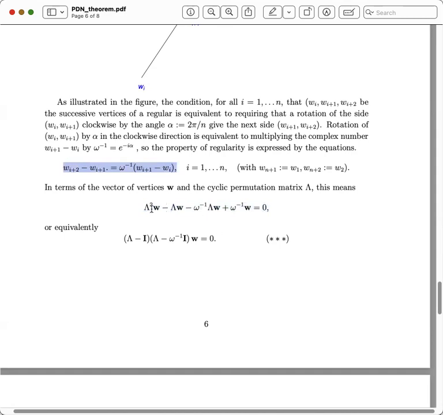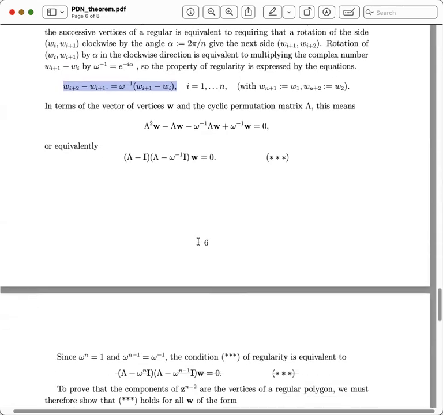Now we can factorize this polynomial. It's a quadratic polynomial in lambda, and it can be very easily factorized. So the same equation can be written in the nice form of the product of lambda minus the identity matrix times lambda minus omega inverse times the identity matrix acting on w gives 0.